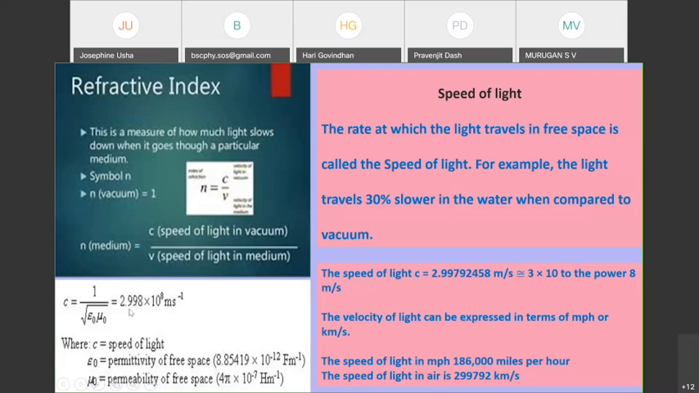So approximately we use 3 into 10 power 8 meter per second. Here I forgot to put 10 power 8, but it is understood, right? So this is called the speed of light.